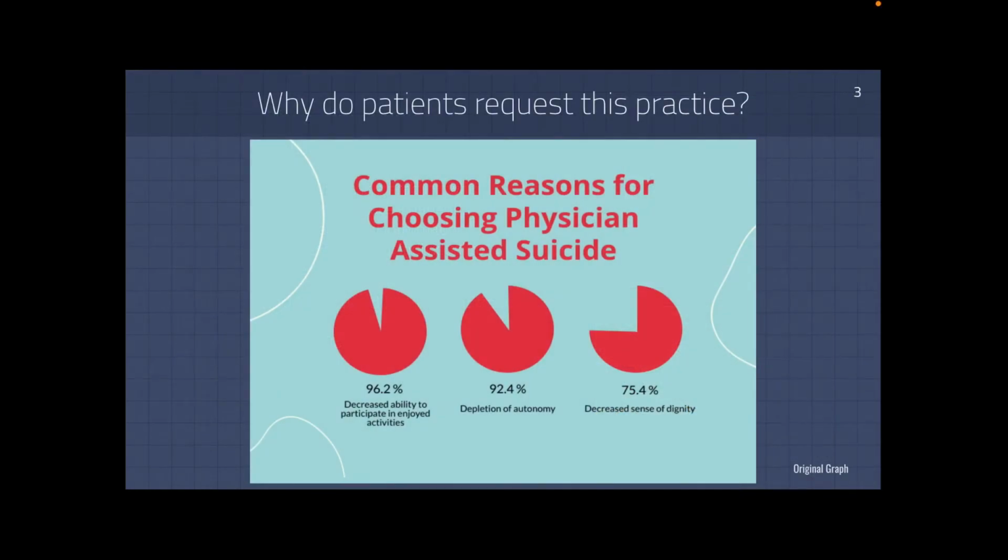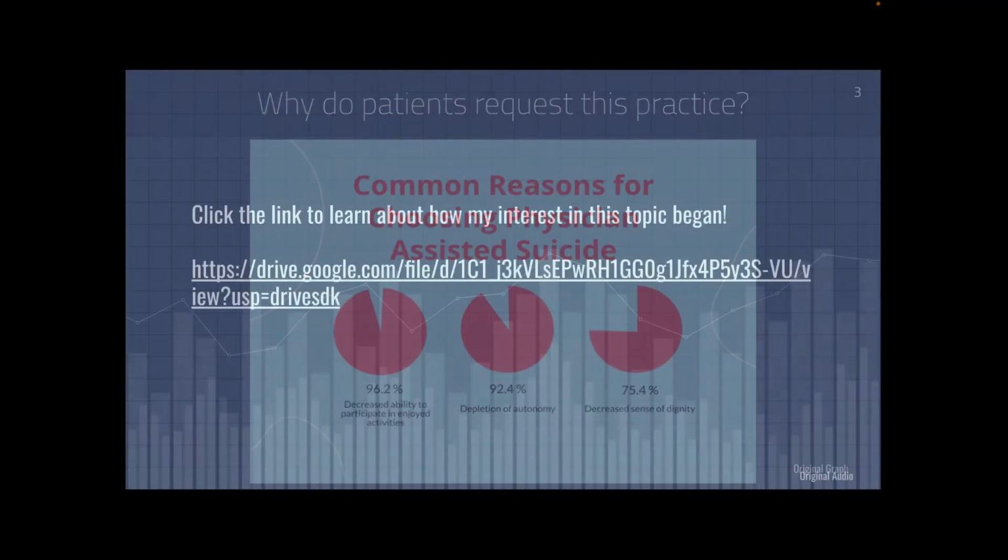This is a graph I made that displays the most common reasons why people would choose death by assisted suicide. So the most common reason was found to be the inability to perform once enjoyed activities. Another reason was for the depletion of autonomy, and the last reason was for the diminishing sense of dignity.